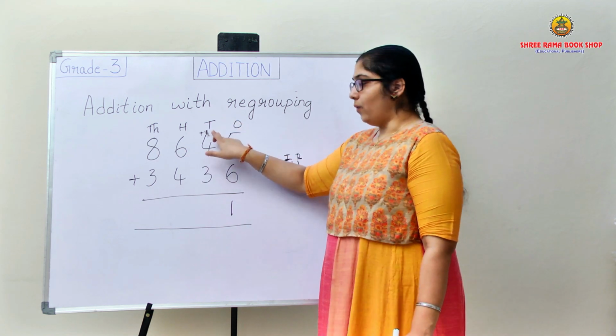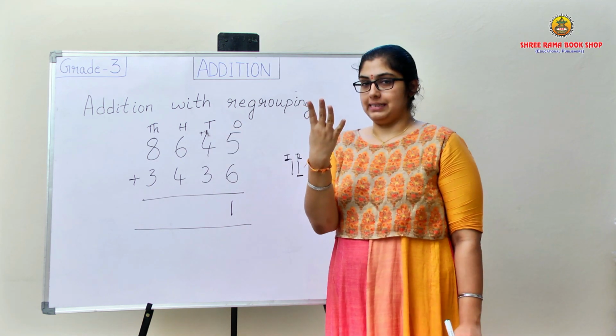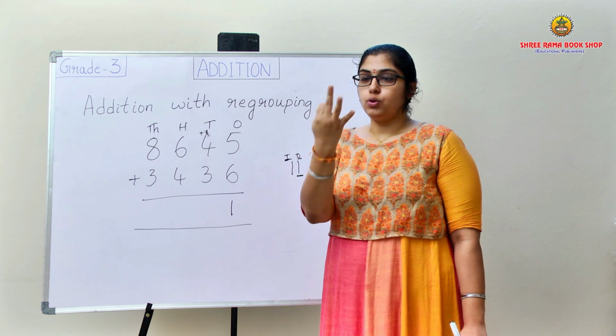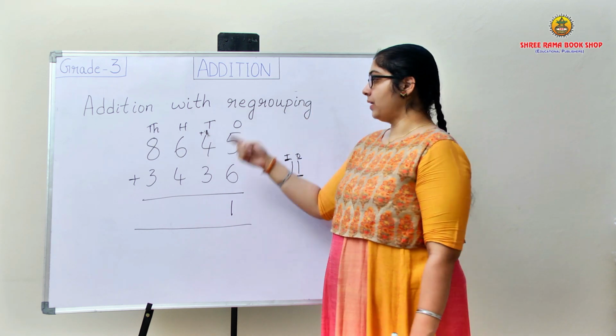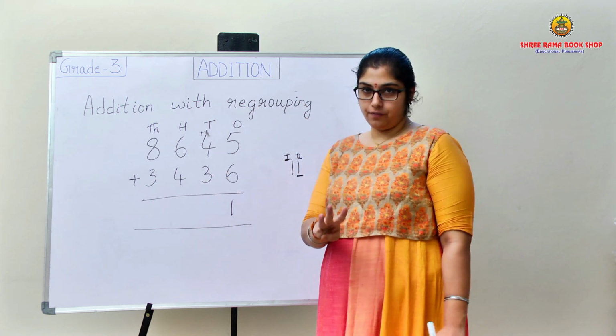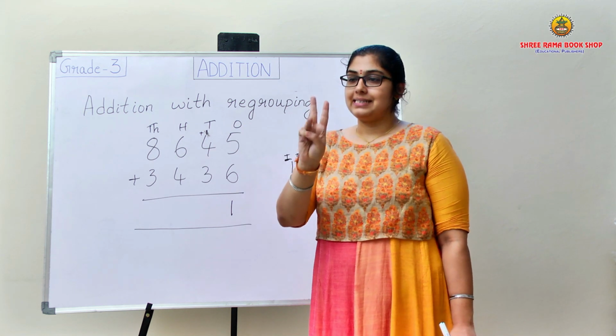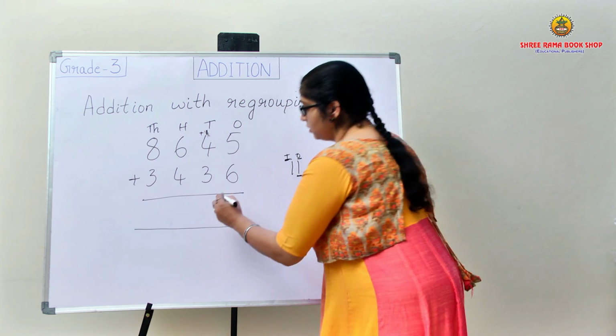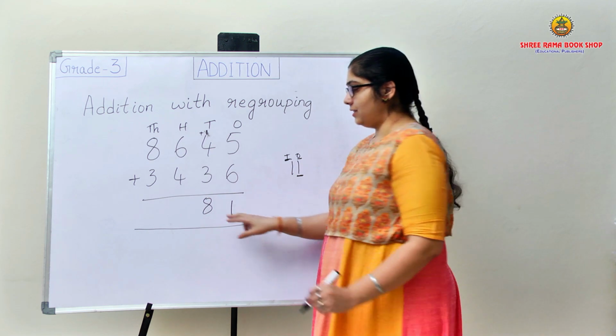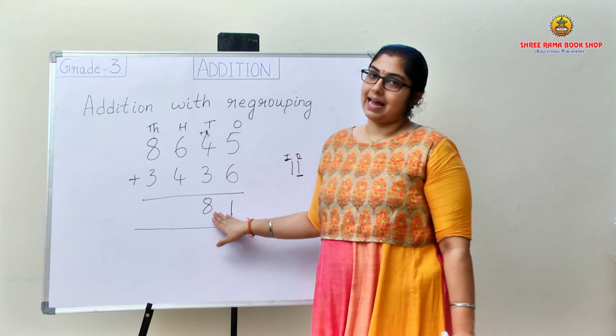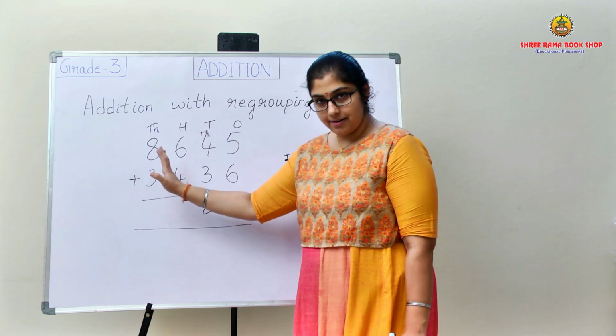So in tens, 1 in the mind, 4 on fingers. After 1, 2, 3, 4, 5. Then 5 in the mind, 3 on fingers. After 5, 6, 7, 8. So I get the answer as 8. It is only a single digit, so I am writing it as it is. Now I will go for the hundreds place.